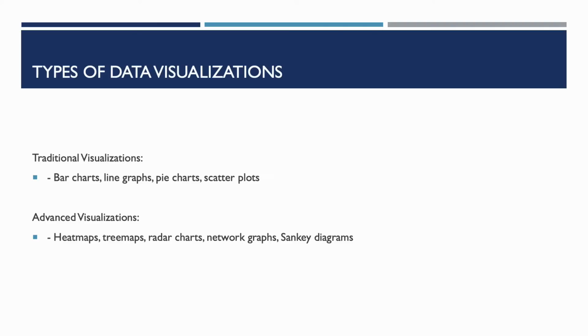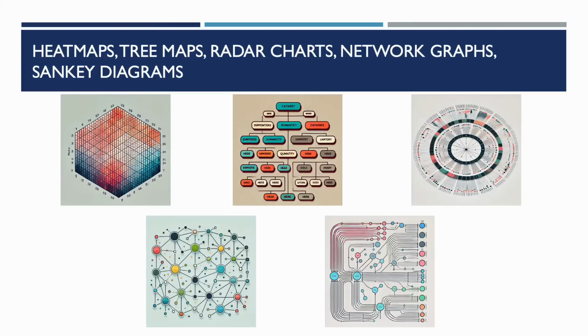By using these advanced techniques, we can represent complex data relationships and extract valuable insights that are otherwise difficult to perceive through traditional methods. Here are the images, from first to last. The first one is the heat map, then the tree map, the radar chart, then the network graph, and the last one is the Sankey diagram.